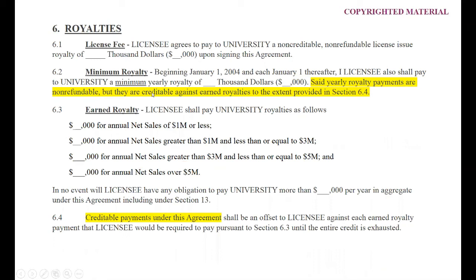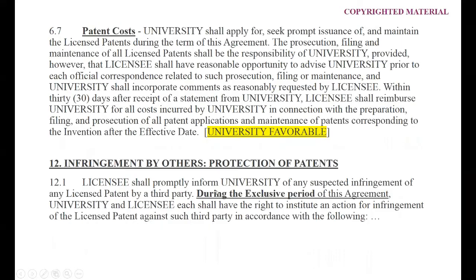Royalties, there's the usual minimum royalty, and there are earned royalties with different step down or step up, depending on how you look at it, versus net, based on net sales. Again, here's the patent cost clause that we talked about earlier on. The university will apply for patents, and the licensee has the right to advise the university, and the licensee will reimburse the university for all patent costs. So that's, again, university favorable.